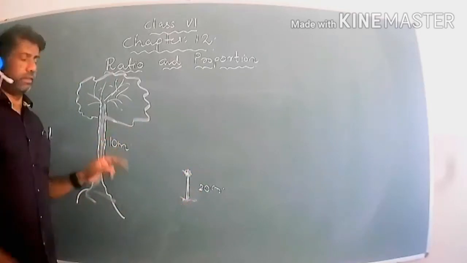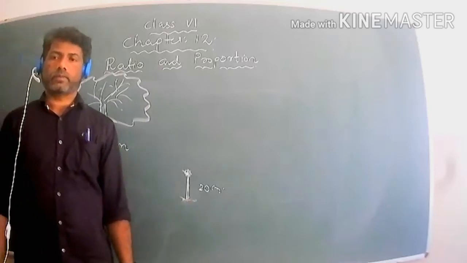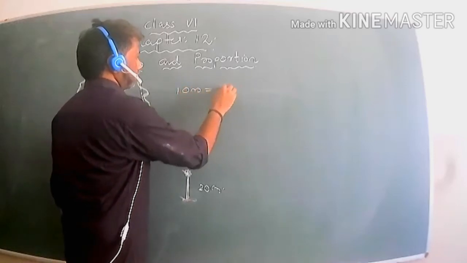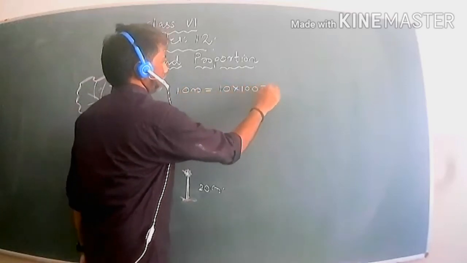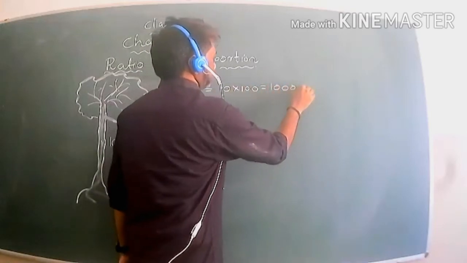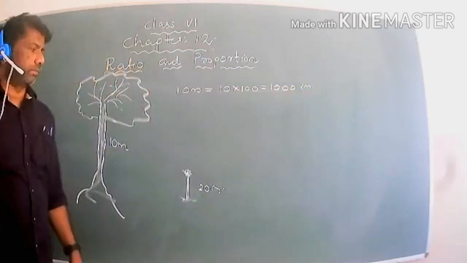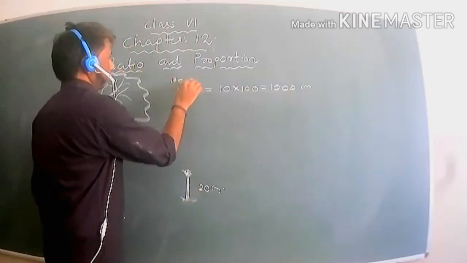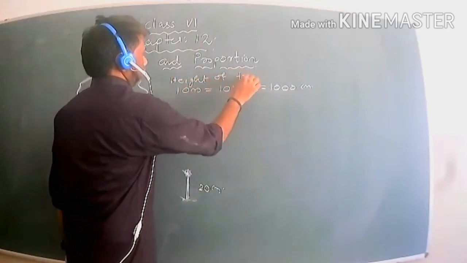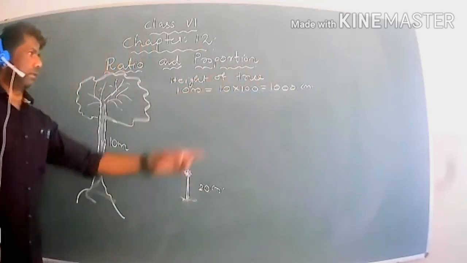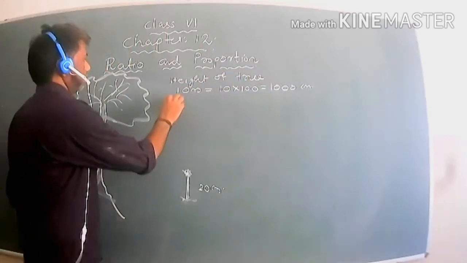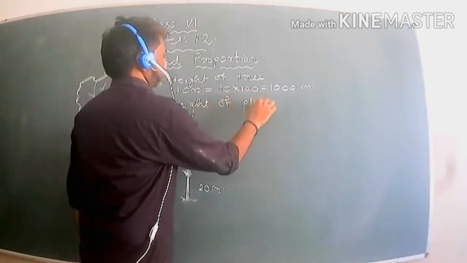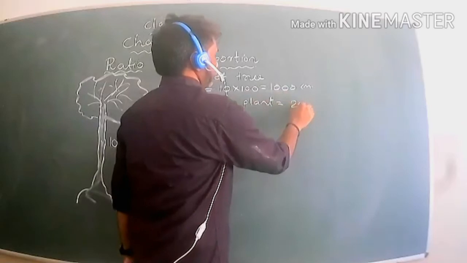So let us see, 1 meter is equal to 100 centimeter. So 10 meter is equal to 10 into 100 is equal to 1000 centimeter, and this is 20 centimeter. So the height of the tree, 10 meter, is written as 1000 centimeter. Height of the plant is equal to 20 centimeter.